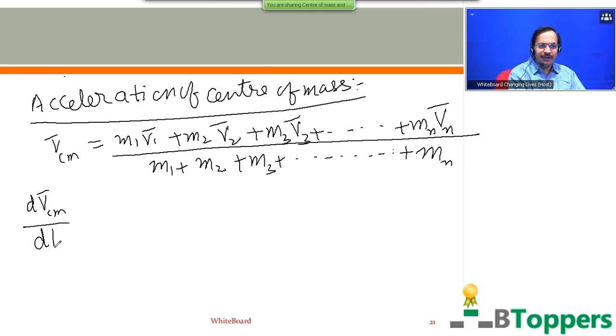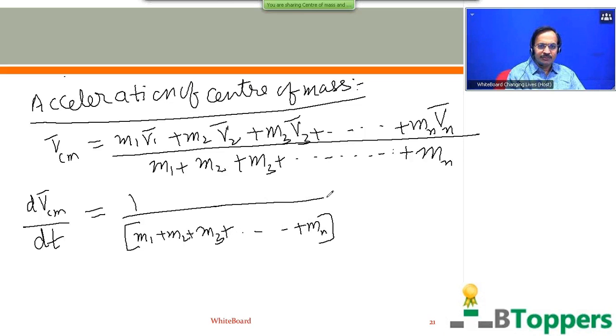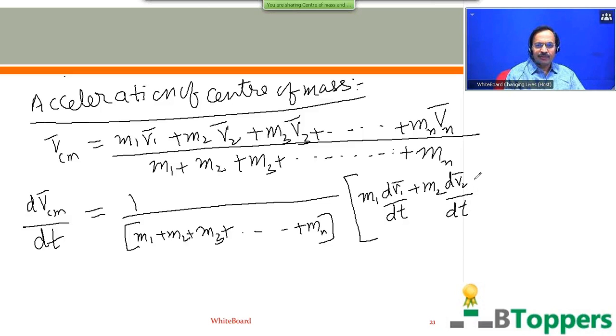So dVcm bar by dt can be written as 1 by m1 plus m2 plus m3, etc., up to mn, into m1 into dv1 bar by dt plus m2 into dv2 bar by dt plus m3 into dv3 bar by dt, up to mn into dvn bar by dt.